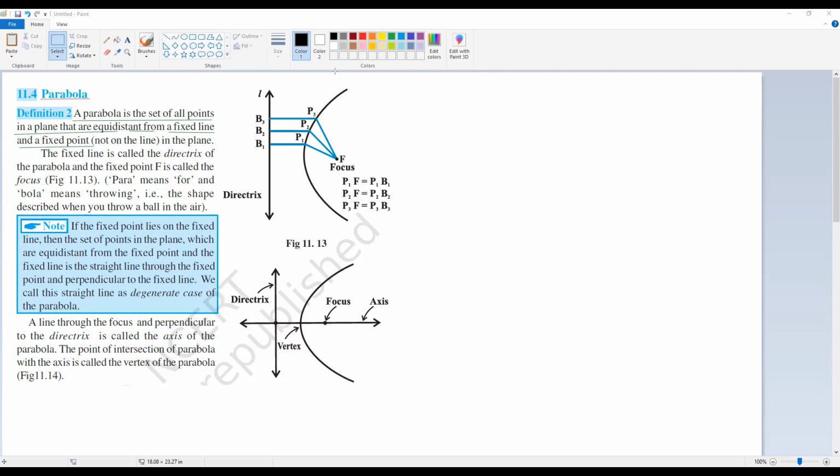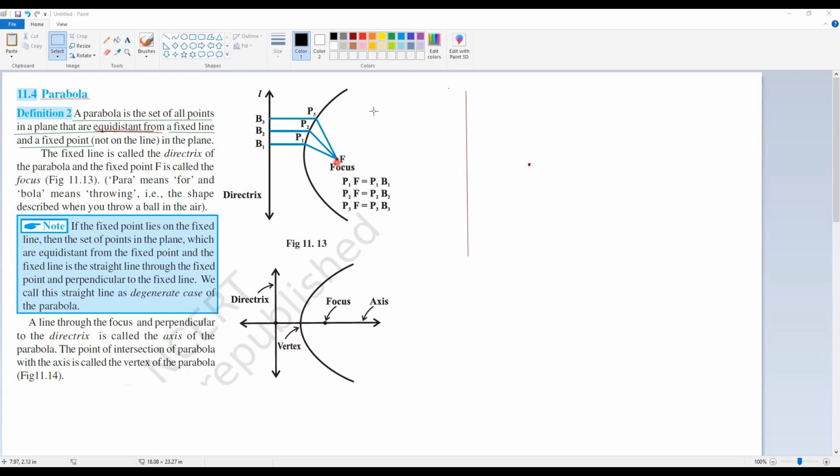you have a fixed point and you have a fixed line. These two are fixed. You have a fixed point and you have a fixed line. Okay, so one fixed point and fixed line. Now from this, the set of all points that are equidistant from this fixed line and this fixed point. So look here, I will show you the animation also.